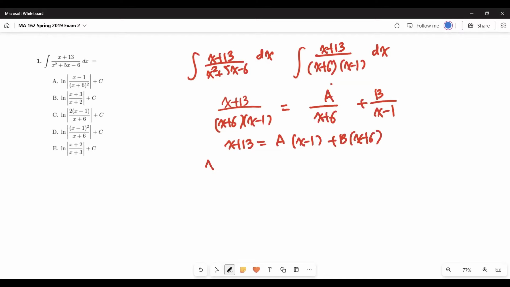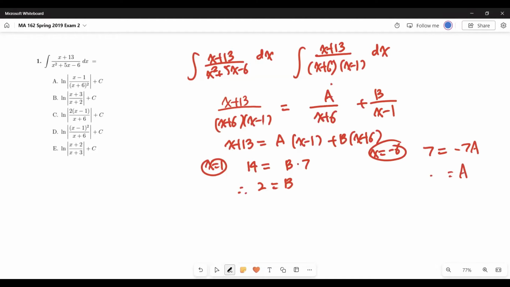Let's put x equals 1 first. On the left, x equals 1 gives 14, and A cancels, because with 1 in A(x − 1), A will cancel out. So this will just become B times 7, so B becomes 2. We have the B value. Now plug in x equals −6. We get 7 on the left side, and on the right −7A, and in B(x + 6) this just becomes 0, so A becomes −1.